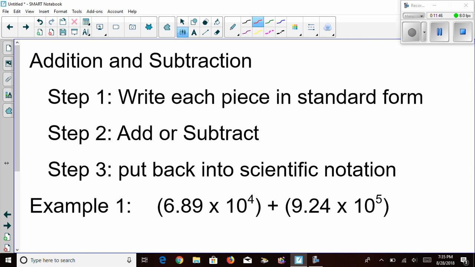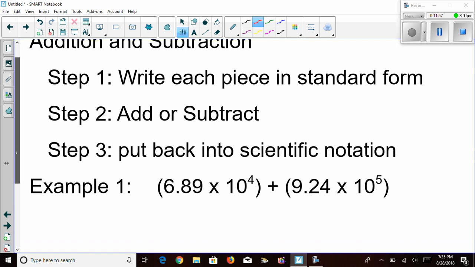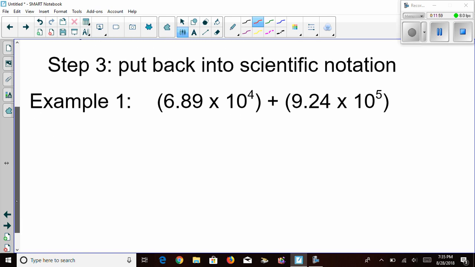Let's go ahead and apply those 3 steps to this example. Pause now and finish writing if you need more time. All right, so to start, I need to rewrite this in scientific notation, or in standard form. I apologize. Let's do that first.